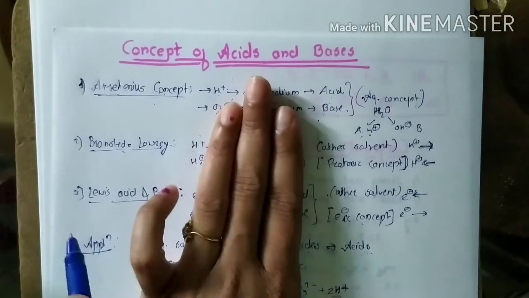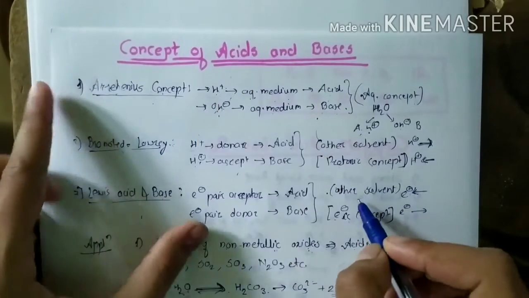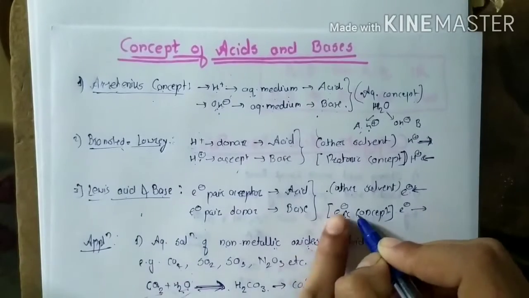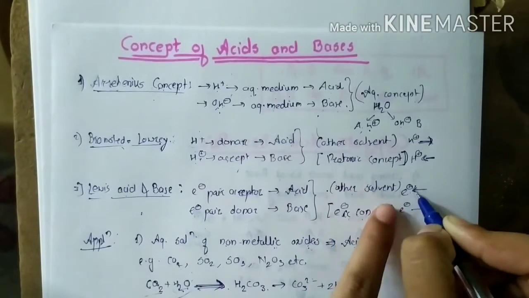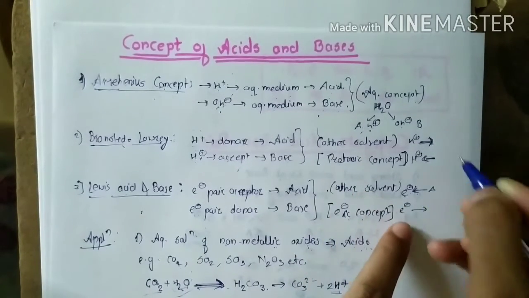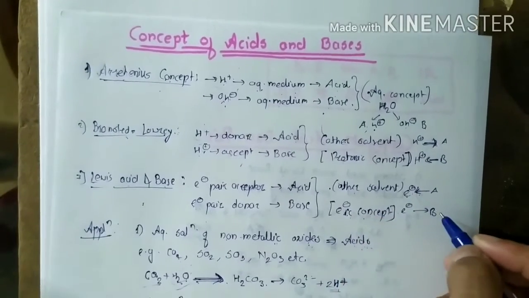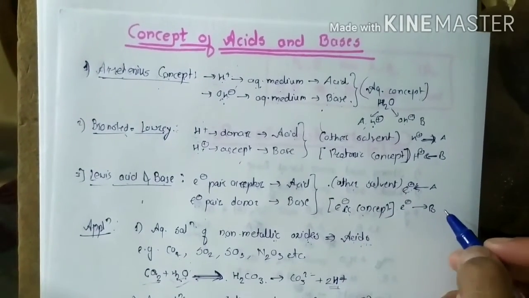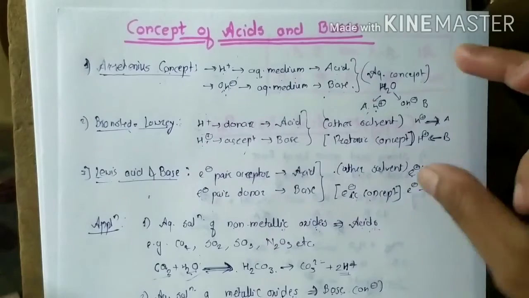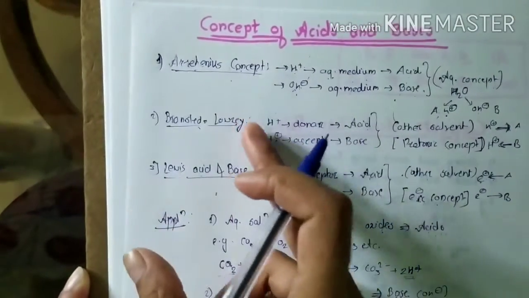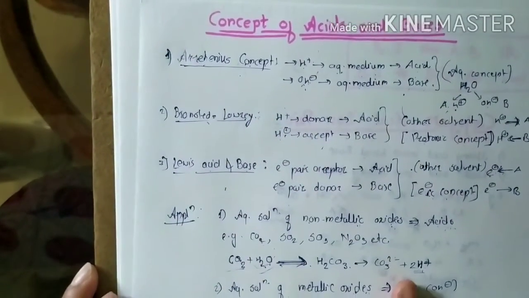Next one, Lewis acid and base. Here also it is an electronic concept. That's why if it accepts an electron pair, then we call it an acid, and if it is an electron pair donor, then we call it a base. So by using this trick, you can identify the Arrhenius, Bronsted-Lowry, and Lewis acids and bases.